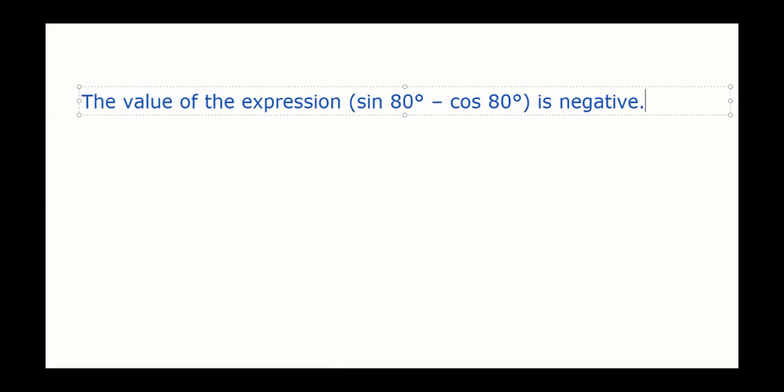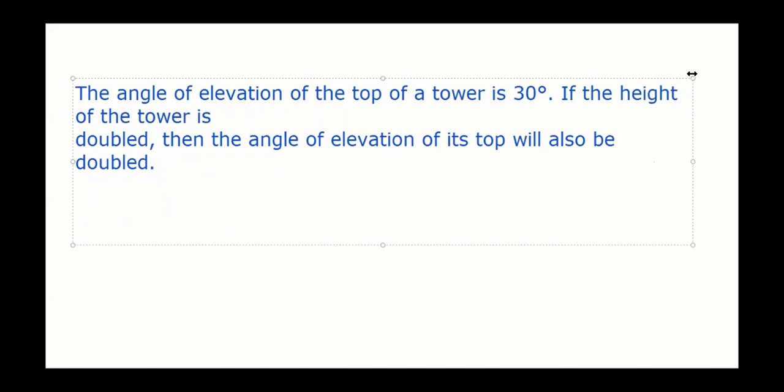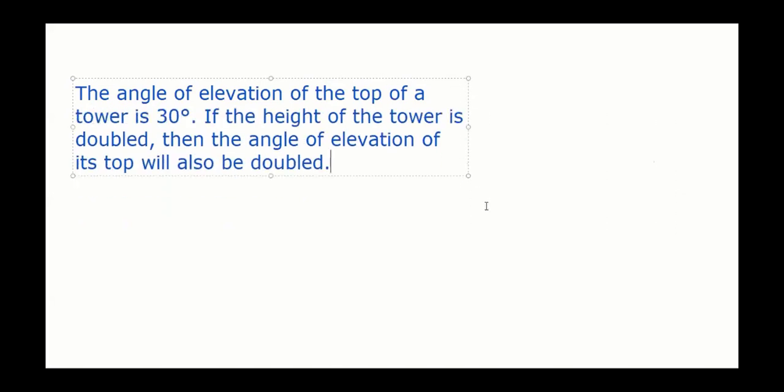What about this? The angle of elevation of the top of a tower is 30 degrees. The height of the tower is doubled. The angle of elevation of the top would be doubled.